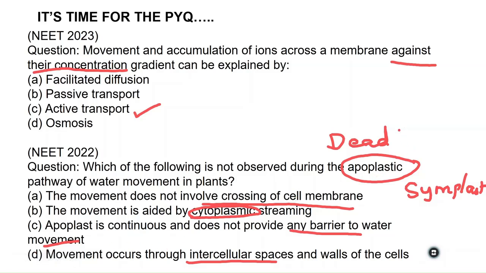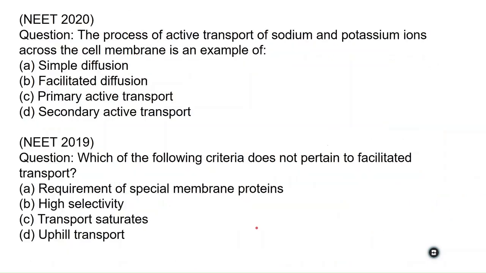So A, C and D talk about the things which are outside. So apoplast means dead and which is out, and symplast means living, which is inside. So live or living, which is inside. So the answer is the movement is aided by cytoplasmic streaming.